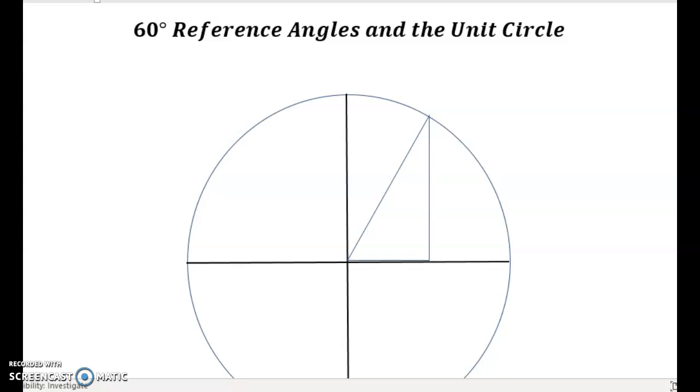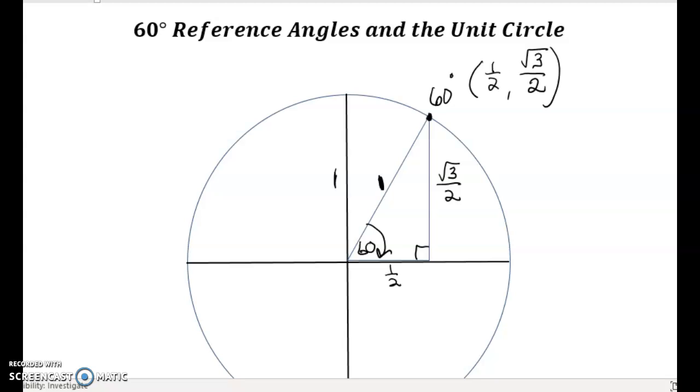60-degree reference angles. So this is my 60-degree angle this time. When my reference angle is 60 degrees, my triangle is just kind of flip-flopped. It's still the unit circle where the radius is 1 unit long, so that makes the hypotenuse of the triangle 1 unit long. This time my sides flip-flop. The short side is the x value and the long side of the triangle is the y value. So this represents a 60-degree angle, and my coordinate, the x value is 1/2 and the y value is square root of 3 over 2.